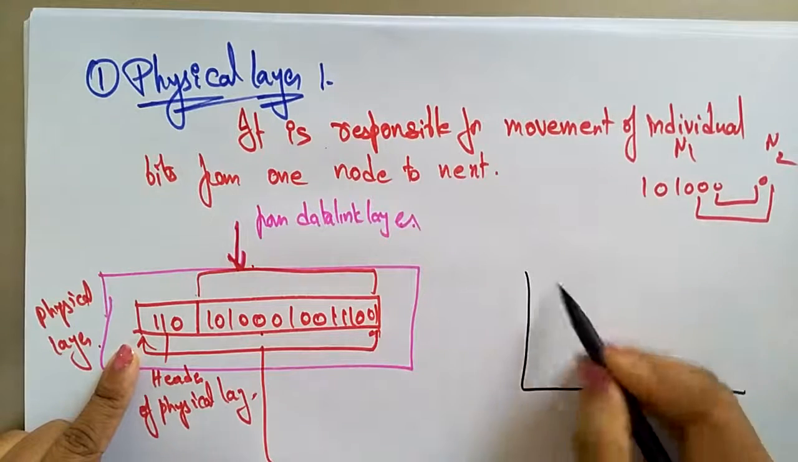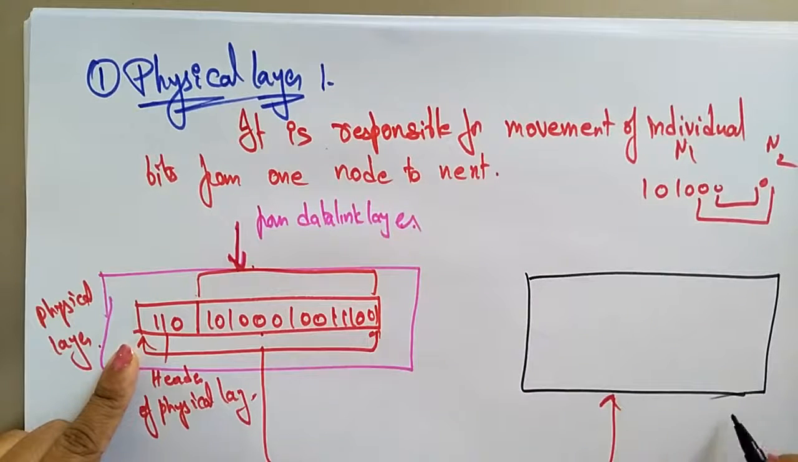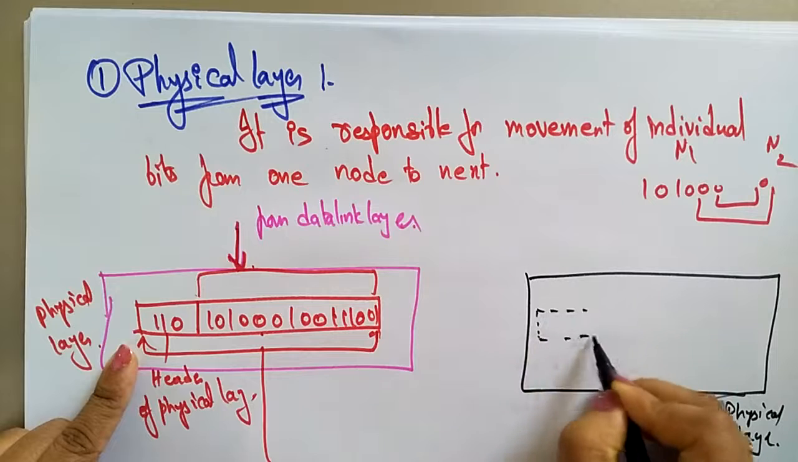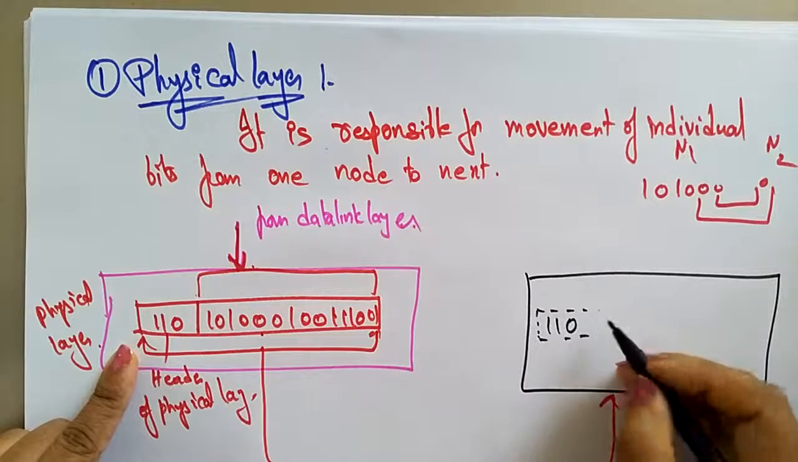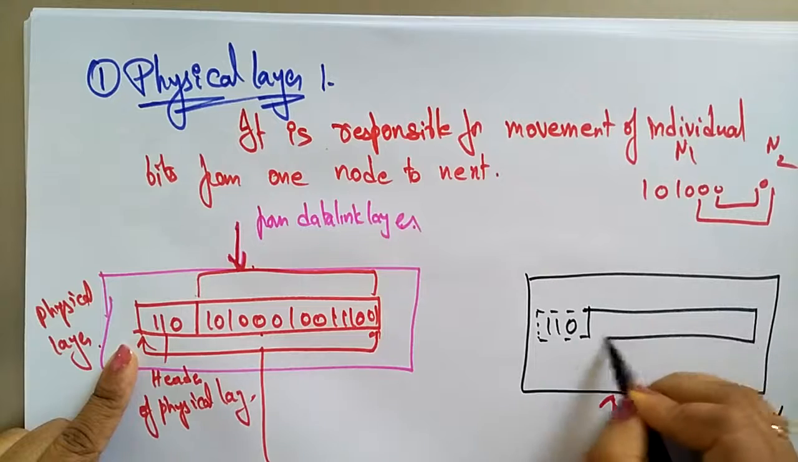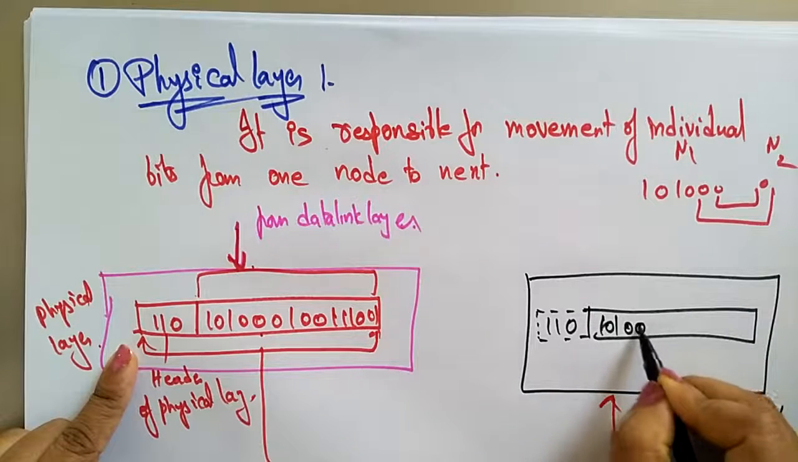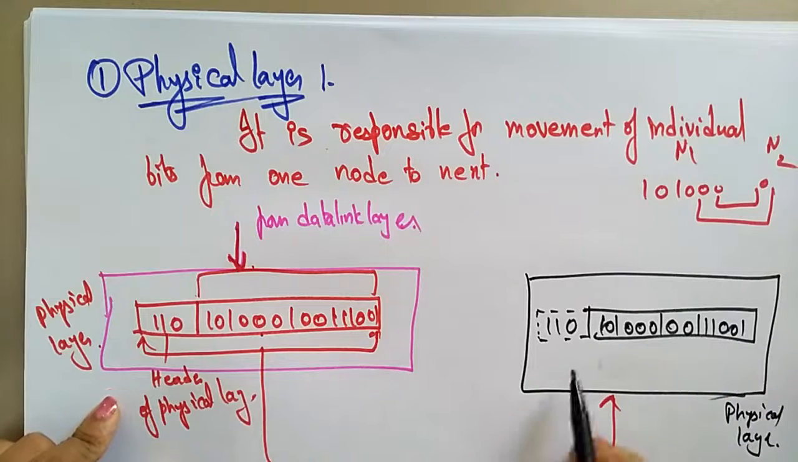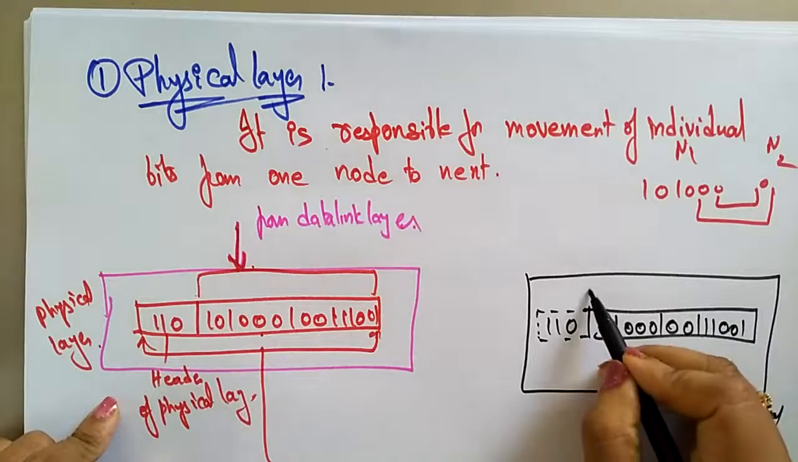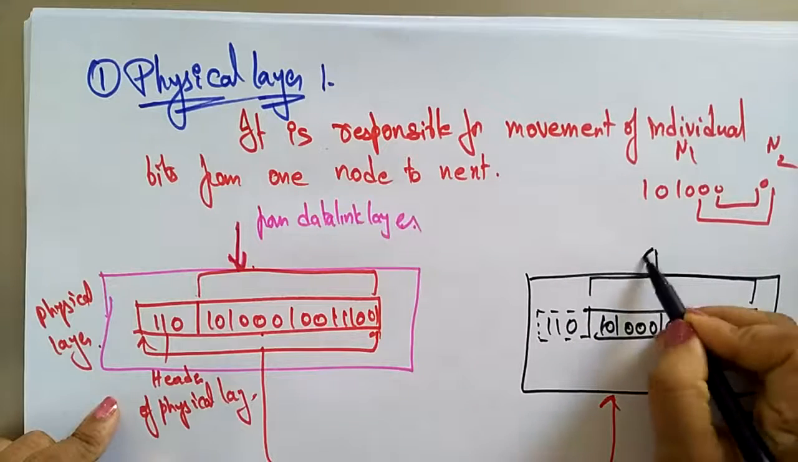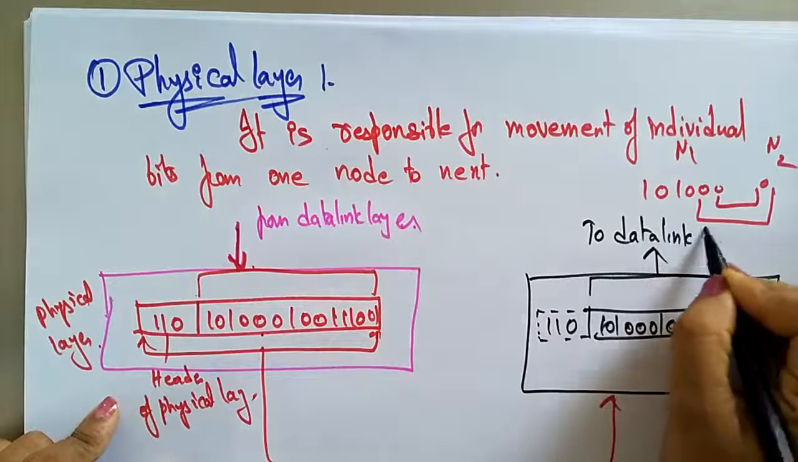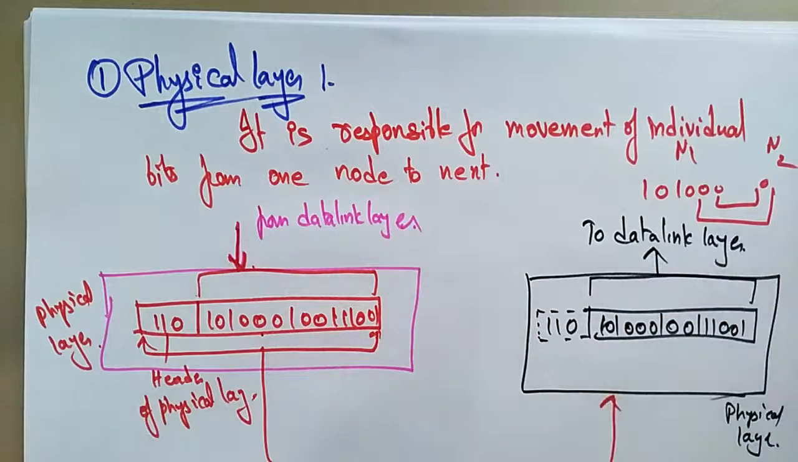So in node B, you have the physical layer. This physical layer removes its header along with the message, and after that, only this message will be sent to the data link layer. So this is how the internal operation will be done.